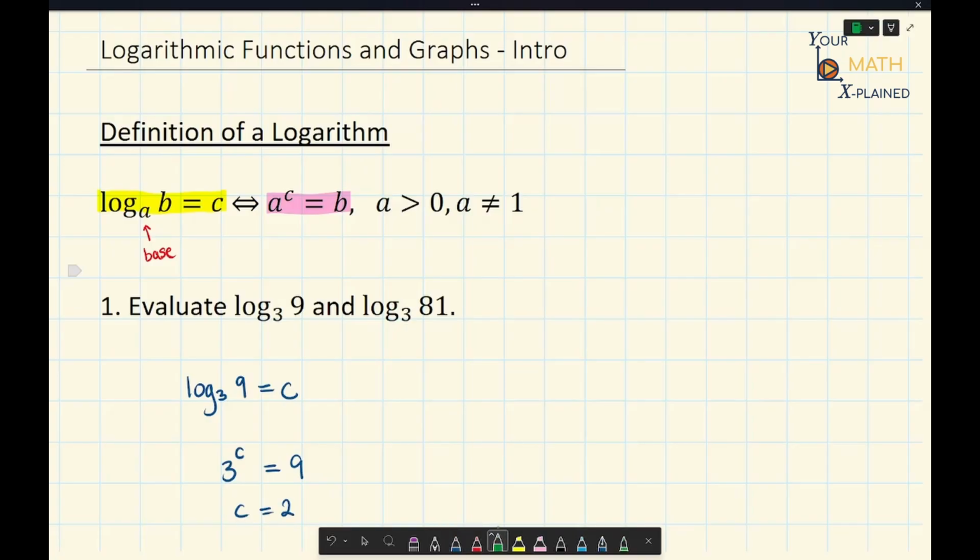And similarly, to evaluate log base 3 of 81, we would write log base 3 of 81 is equal to c. Perform the same conversion, so we would have 3 to the power of c is equal to 81. And now we know that 3 to the power of 4 is equal to 81, so therefore c is equal to 4.